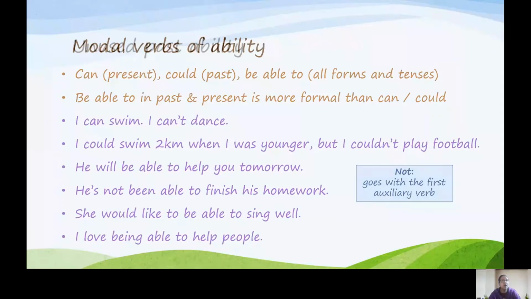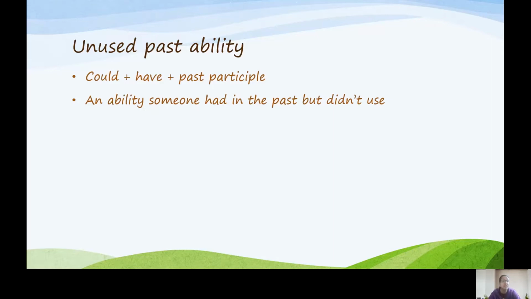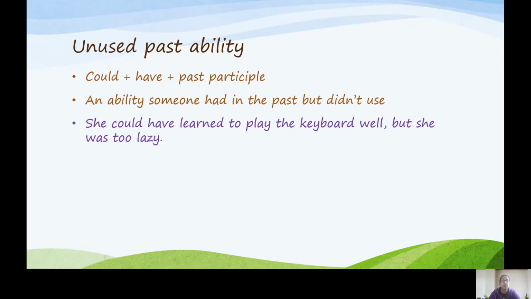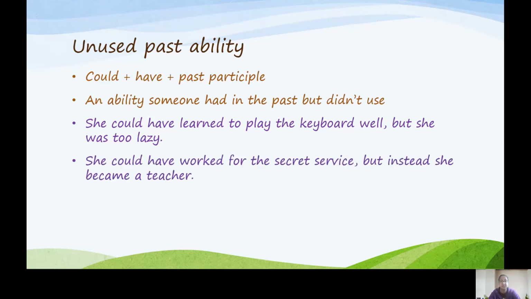Moving on to unused past ability. We can use could with have and a past participle to show that somebody had the ability to do something in the past, but they didn't take that option. For example, she could have learned to play the keyboard well, but she was too lazy. So she had the ability, but she didn't use it. She could have worked for the Secret Service, but instead she became a teacher. So she had the ability to work for the Secret Service, but she chose not to use it.